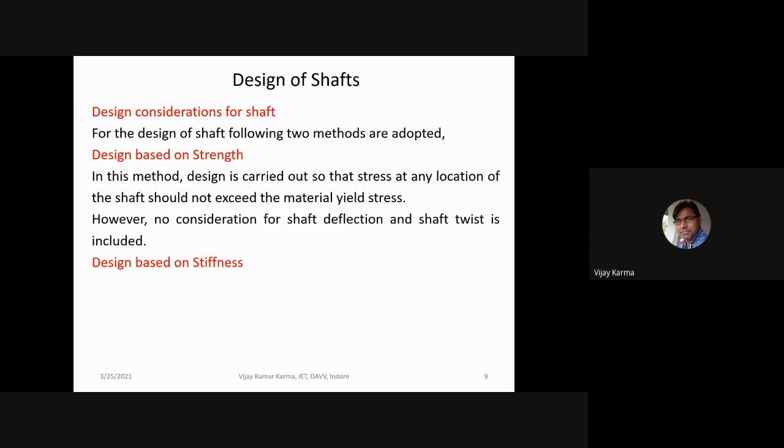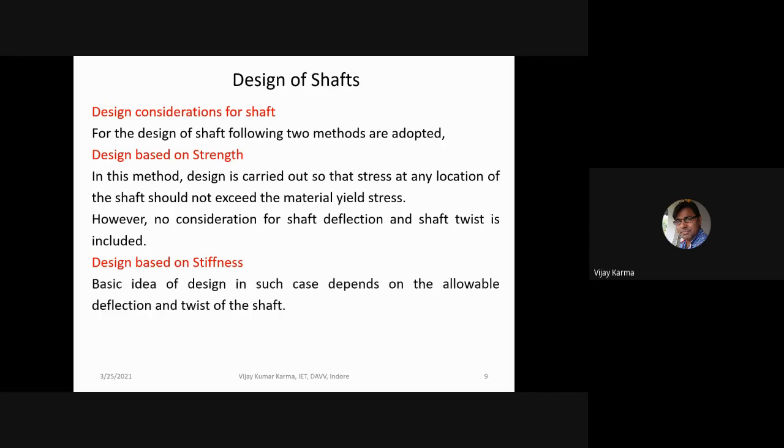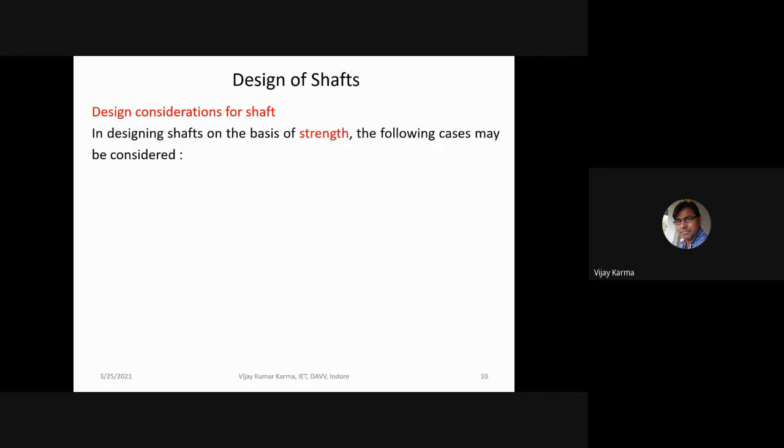Now another method which is used is design based on stiffness. The basic idea of design in such case depends on the allowable deflection and twist of the shaft. What amount of deflection is permitted in the shaft and what amount of twist in the shaft is permitted. On that basis, if the shaft is designed, that method is known as design based on the stiffness. So these are the considerations for the shaft design.